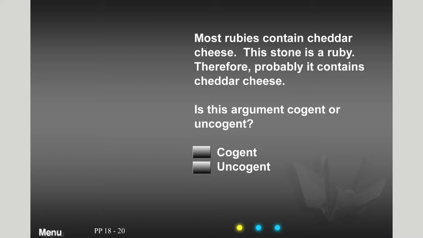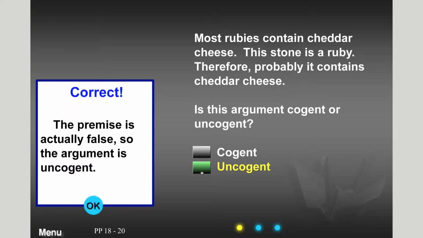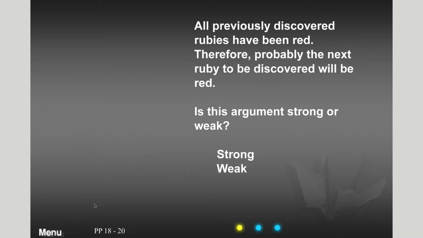It's uncogent. You need just one false premise, and you have an uncogent argument, no matter how strong the inductive argument is. It could be very strong, right? And it is strong, most rubies. But it's uncogent because most rubies do not, in fact, contain cheddar cheese. Not to ruin it for you.